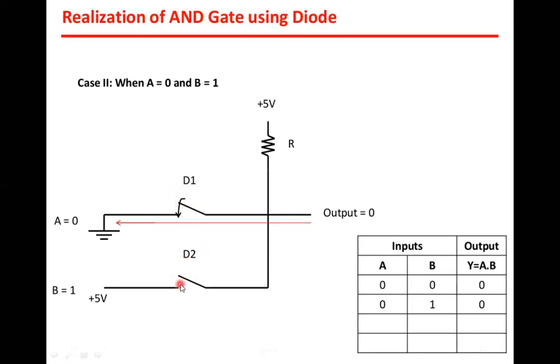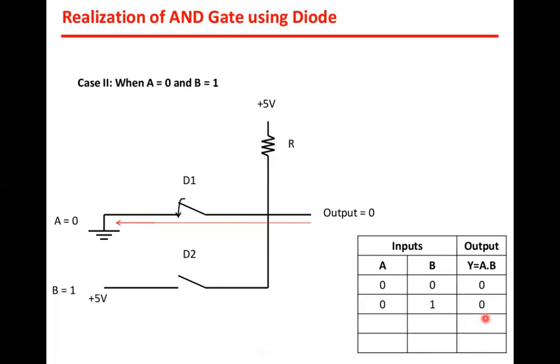Because diode D2 is in the non-conducting state, in reverse bias, there is no current. And as this is a conducting stage, in forward bias, there will be a current in the circuit. But the complete voltage drop will be across the load resistance RL. So what will be the output? When A is equal to 0 and B is equal to 1, the output is 0.